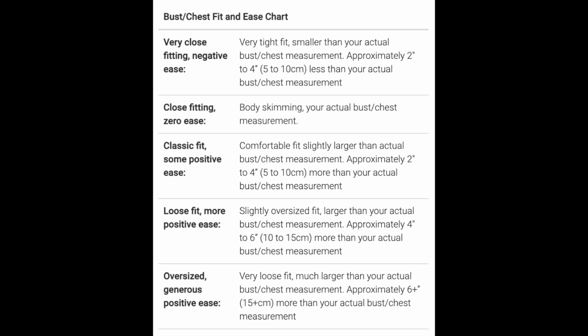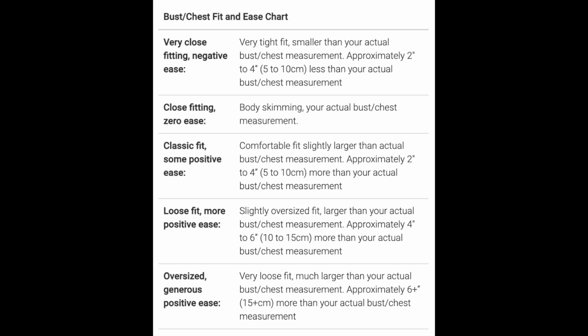Close fitting or zero ease is body skimming. It's pretty much the same size as your bust or chest measurement. Then the classic fit, some positive ease, is approximately 2 to 4 inches more than your bust or chest. Then a loose fit bumps that up to 4 to 6 inches more than your actual bust or chest.